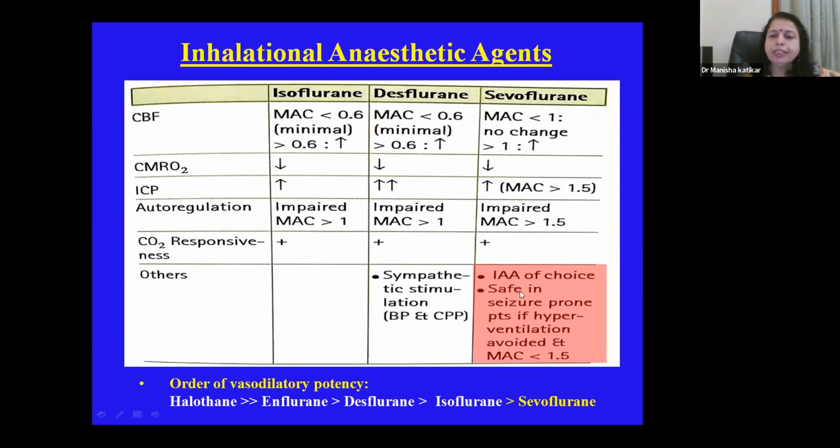It is also seen to be safe in seizure patients who get convulsions. Also, if you hyperventilate the patient with a MAC less than 1.5, then it is found to be very useful. So I would say amongst isoflurane, desflurane, or sevoflurane, which are the three inhalational agents we are using now, sevoflurane will be the best amongst the three of them.